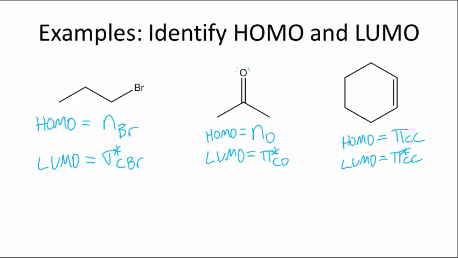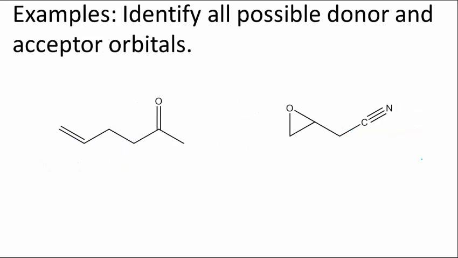Yeah, so we'll practice a little bit drawing those full MO diagrams, but in the end, the key is being able to look at a molecule and identify, all right, where are my possible donors, where are my possible acceptors? And being able to identify the HOMO and the LUMO relatively quickly will help us do that. What questions do you have?